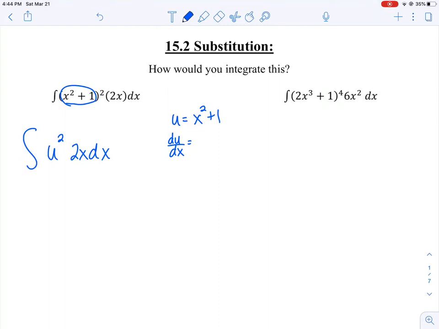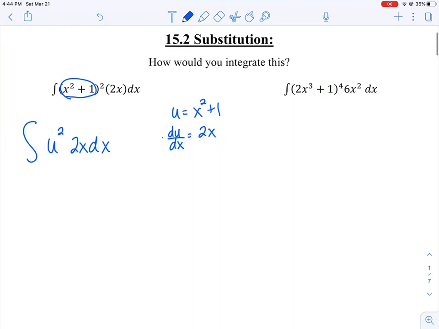So what is the derivative? Not antiderivative. What is the derivative of x squared? 2x, right? And the derivative of 1 is 0. Okay, so the derivative of x squared plus 1 is 2x. Then I'm going to multiply both sides by dx, and that would get rid of the dx on this left side. So now I have an equation that says that du is equal to 2x dx.